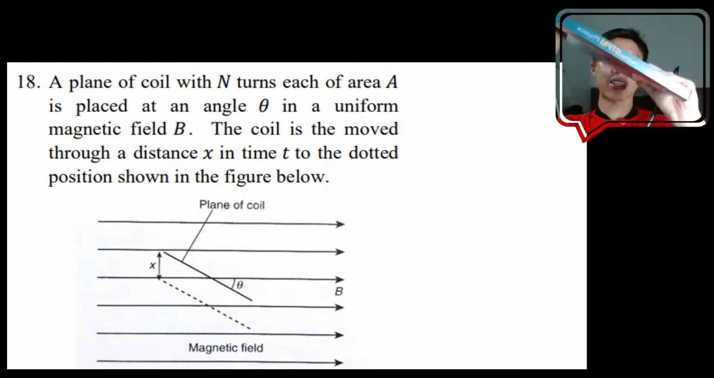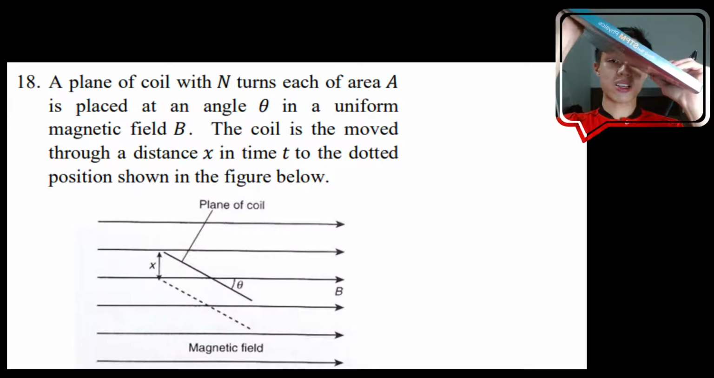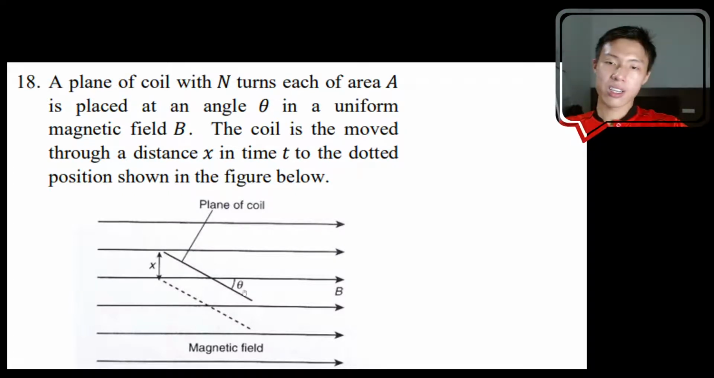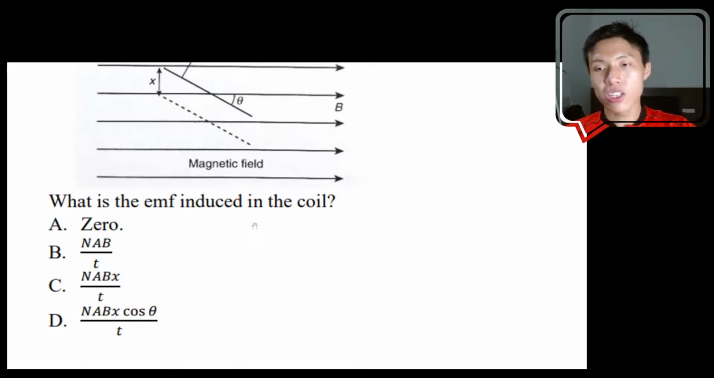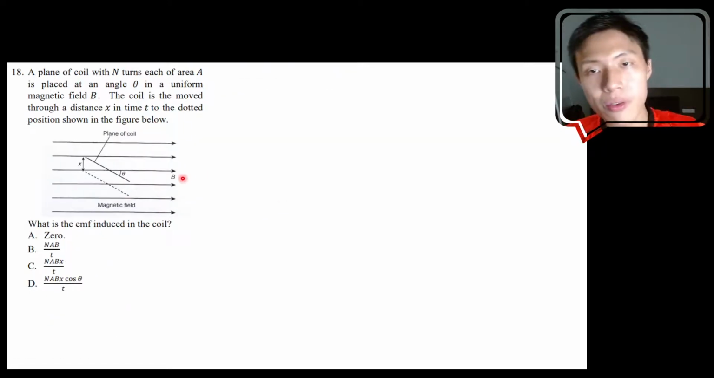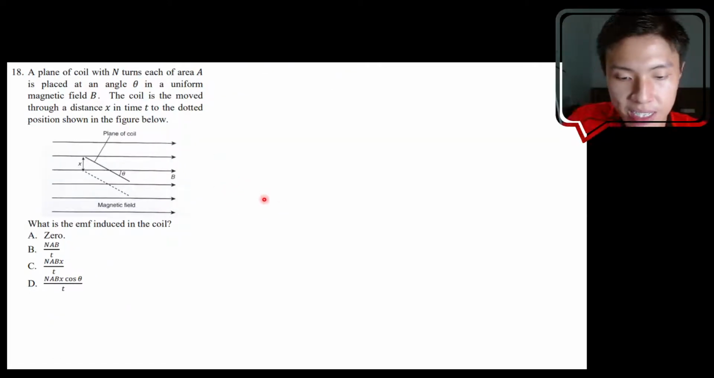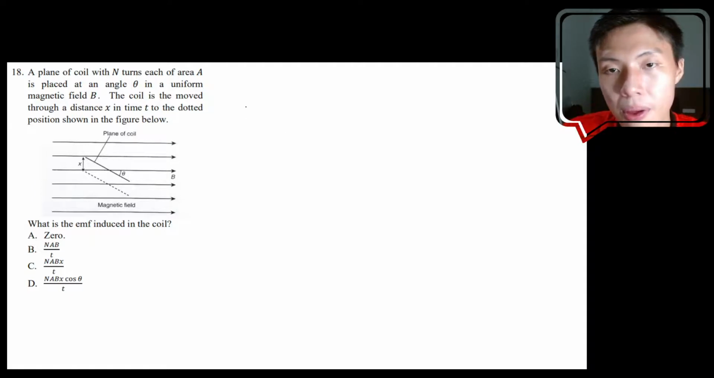And this is your coil, but it's like this. So it's moving down like this. Okay, moving down like this. Okay, remember this is not a straight line conductor. This is a plane of the coil. Okay, so what is the EMF induced in the coil? Well, again, this is Faraday's law.